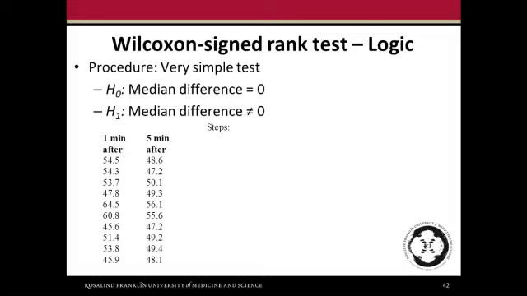Here's a study looking at heart rates 1 minute after a traumatic experience and 5 minutes after, and you can see the data there. The steps that we're going to follow are, first, figure out the differences. We're going to take 1 minute after and subtract 5 minutes after, when heart rate may have returned a little bit back to normal. Then we're going to calculate ranks based on the absolute value of the differences. We're going to adjust for ties, and then finally do what's called a signed rank, where we're going to put a negative sign if the difference was negative.